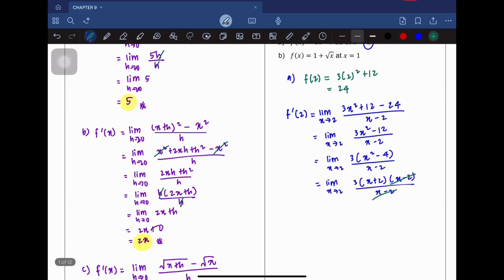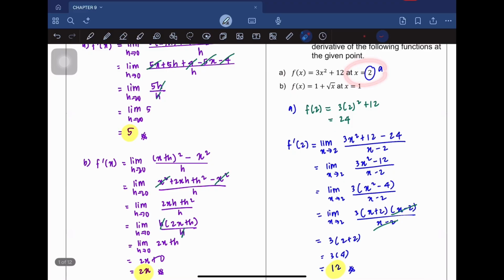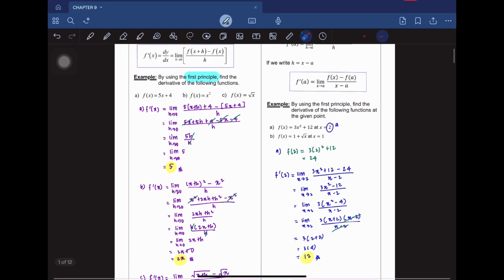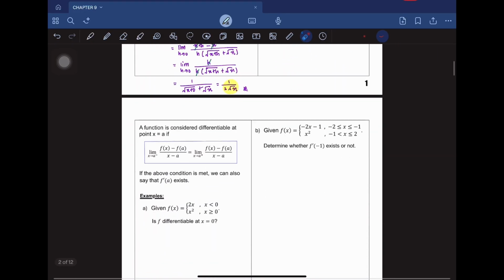So yang tinggal adalah 3x tambah 2, boleh masukkan terus nilai 3, 2 tambah 2. So 3 darab 4 adalah 12. So this is your final answer. Okay, so this is the derivative of fx at x equal to 2. Okay, settle.